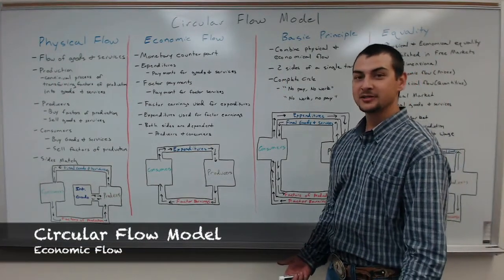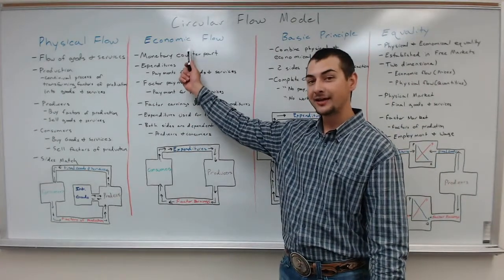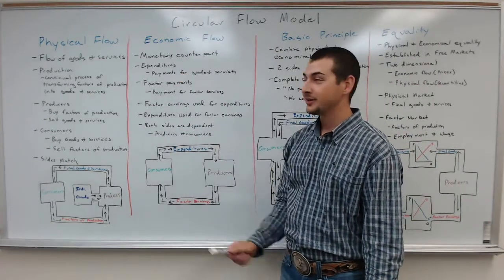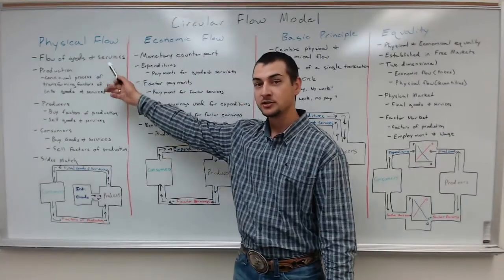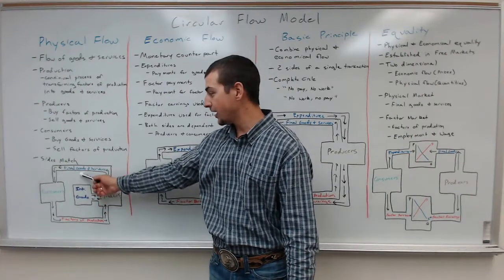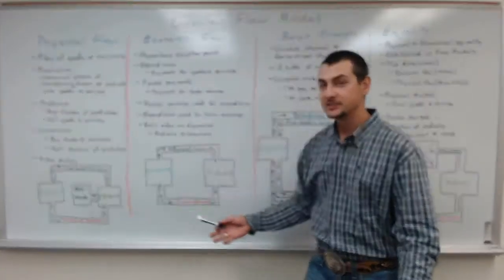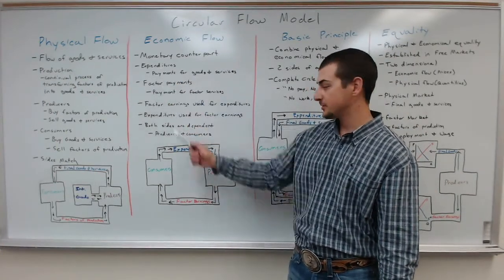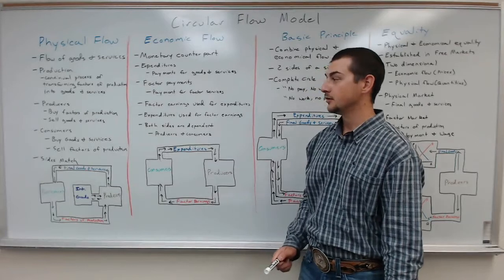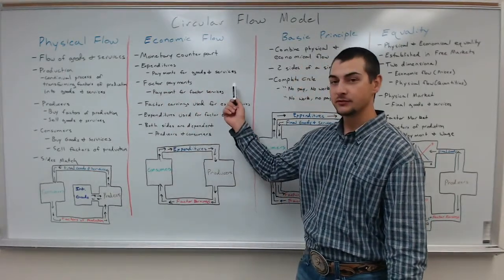The next aspect of the circular flow model is the economic flow. What we're going to find out is that the economic flow is the monetary counterpart to the physical flow. So in the physical flow, we talked about final goods and services and factors of production. And on this side, we're going to be talking about expenditures and factor payments, which we see right here and right here. So what are expenditures? These are payments for goods and services.